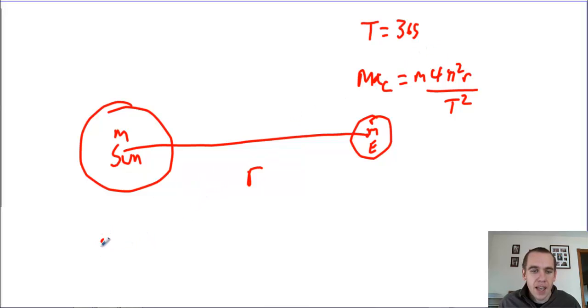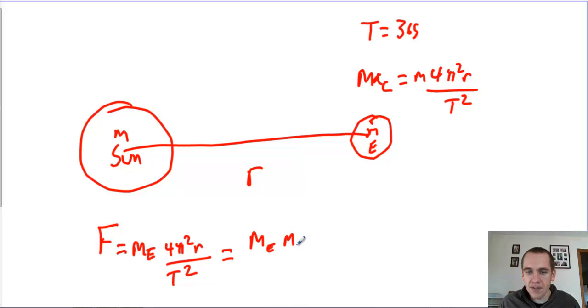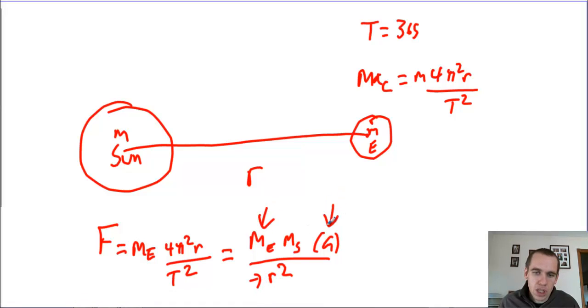But then we can say F, the force of gravity between these two things, is equal to the centripetal force on the Earth, so mass of the Earth times 4 pi squared r over T squared, but that's also equal to the mass of the Earth times the mass of the Sun divided by the distance between them squared times the universal gravitational constant G. And we now know the mass of the Earth, we know the distance between the Earth and the Sun, we know G, so we can figure out the mass of the Sun.